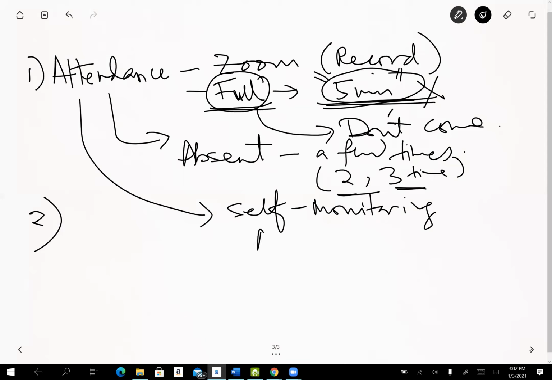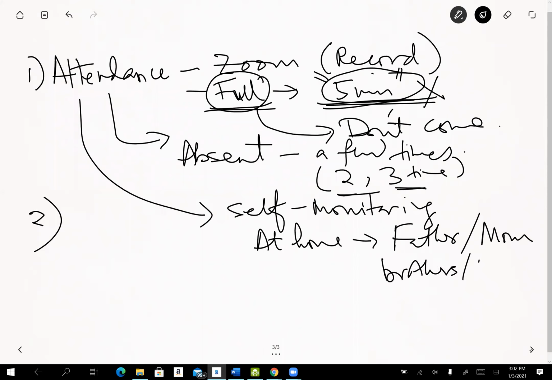Now, if you are at home, you can ask your parents to monitor you. Ask your father to check your attendance, check everything. Or your mom, or your brothers and sisters. So that can remind you if you do anything that is not favorable to the cause. But most importantly, you monitor yourself.